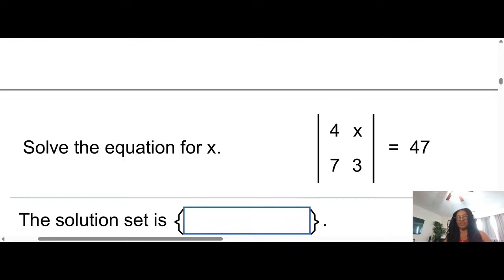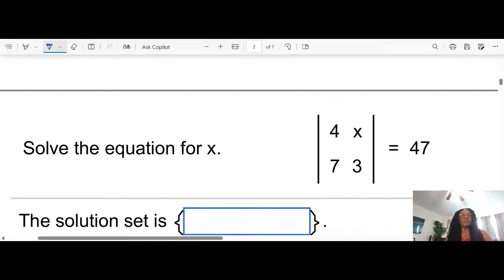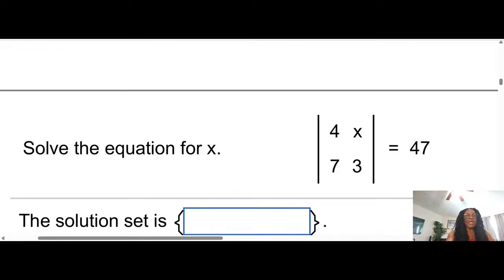We have been given the value of the determinant. It is 47. But the question is solve for x, and we cannot use our calculator to solve for x. So you have to know how to evaluate the determinant before you solve. Okay, so I'm going to pick up a pen, and the first thing I want to do is evaluate the 2 by 2 determinant.